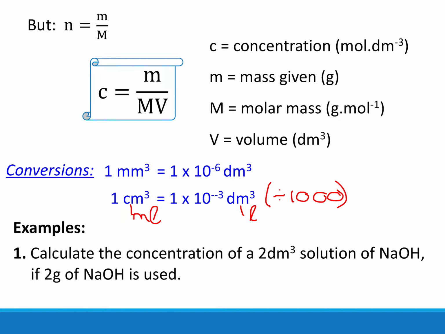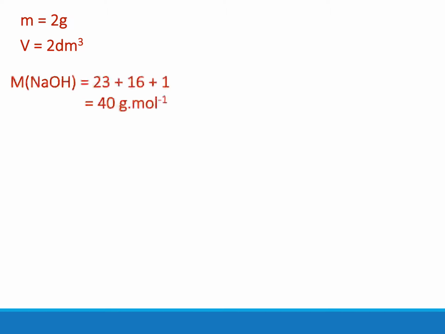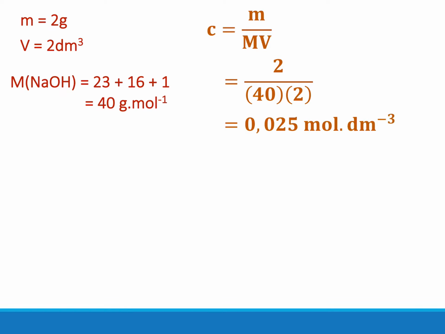Calculate the concentration of a 2 decimeter cubed solution. So that is my volume. If we have 2 grams of sodium hydroxide, mass is 2 grams, V is 2 decimeters cubed. Molar mass is 23 plus 16 plus 1, so we get 40. Because of the information I'm given, we substitute it in. So we have 2 divided by 40 times 2, which is 0,025 moles per decimeter cubed.